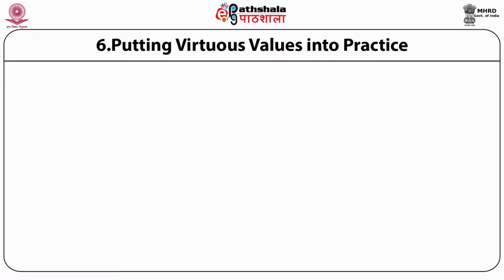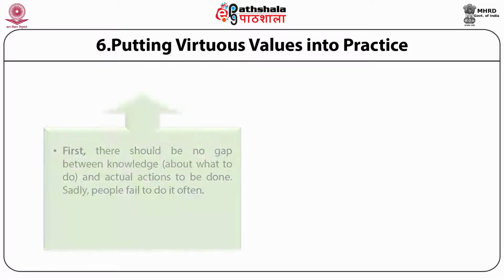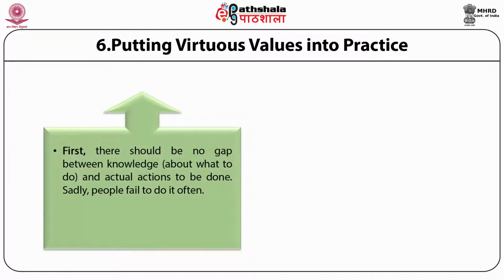Putting virtuous values into practice. Now, the question arises as to what organizational leaders at different levels of hierarchy should do on a proactive basis to promote ethical behavior amongst employees. There are 5 principles that help to put values into practice. First, there should be no gap between knowledge about what to do and actual actions to be done. Sadly, people fail to do it often. Maxwell has explained that in spite of their knowledge, many people fail to do the right things. This is because they don't act wisely.